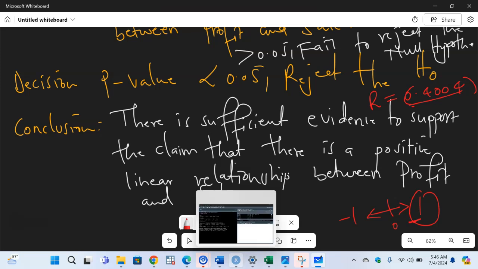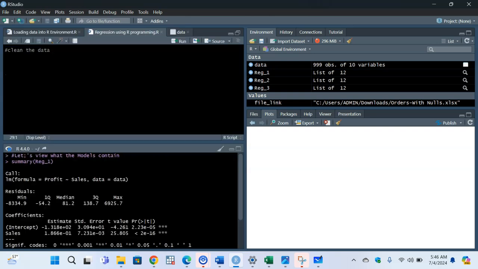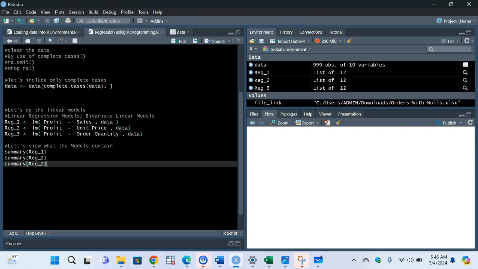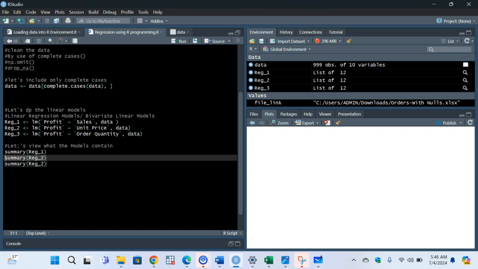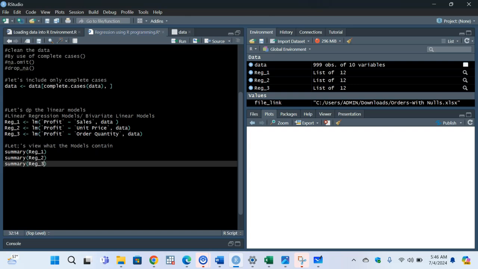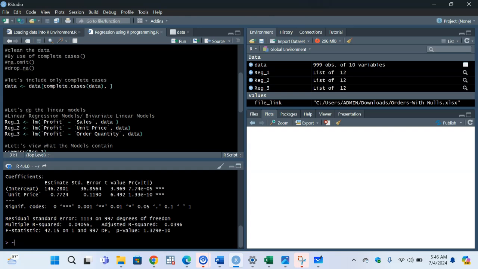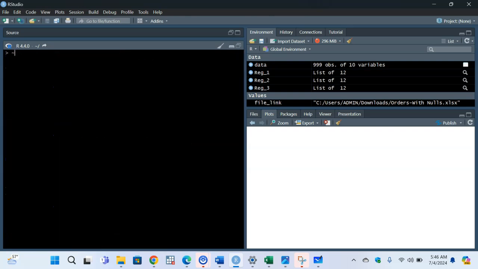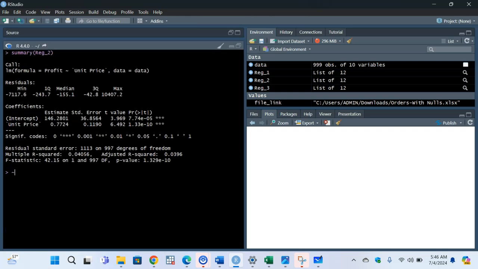So back to our code, back to our R. Let's see what the second model had to say. The second model was between profit and unit price. Let's run that and see. Let's see the summary. Just run that only. Okay, we didn't change here. So let's run this and see. Yeah, so there we go. Let me see if I can clear this and then rerun the model. At least it's on the top. Yeah, so here we go.